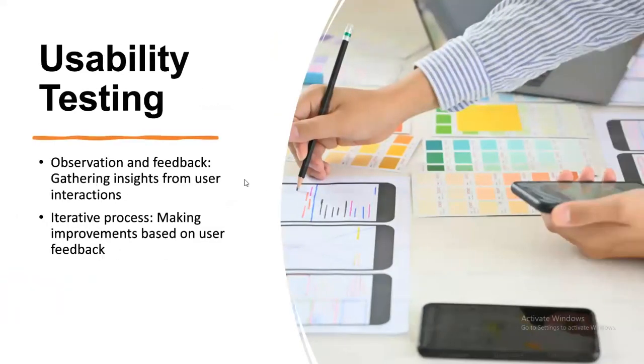Next step is usability testing. Usability testing is one of the important phases in the design process. It ensures the product not only looks good but also works seamlessly in practice. In usability testing, there will be observation and feedback. We will observe how users interact with the prototype and learn from that. It's an opportunity to gather feedback from the users.